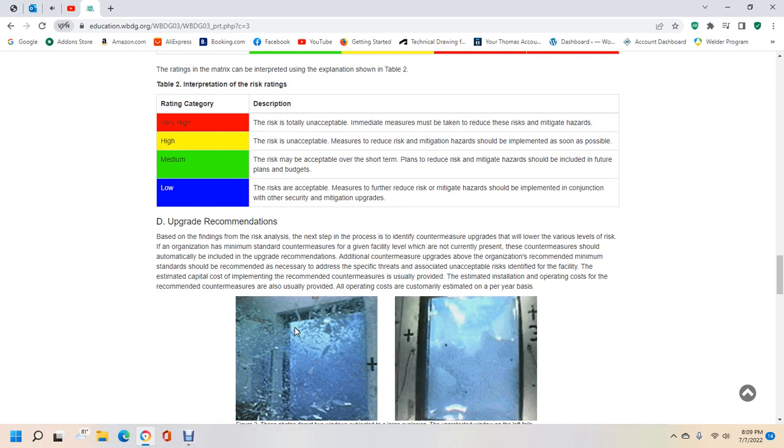Upgrade recommendations. Based on the defined risk, the next step is to identify the countermeasure upgrades needed to bring the facility to the lowest level of risk. The organization's minimum standard countermeasures for the given facility level that are not currently present should be automatically included with the upgrade recommendations.